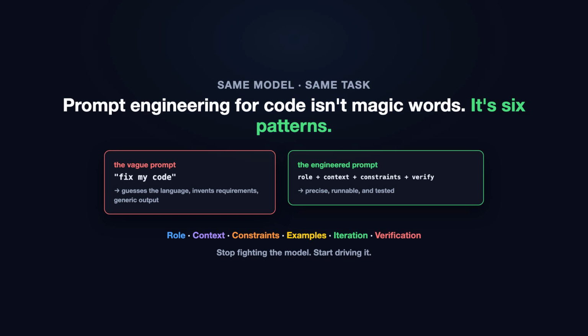In this video I'll walk you through the 6 patterns senior developers actually use: role, context, constraints, examples, iteration, and verification. Each one on a real coding task, with a concrete before and after you can copy today. Stop fighting the model, and start driving it. By the end, you'll prompt like a senior. Let's get into it.